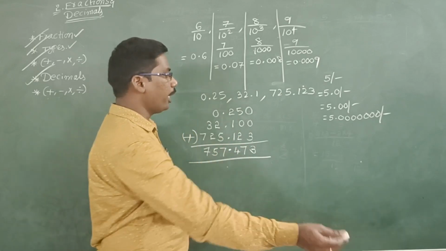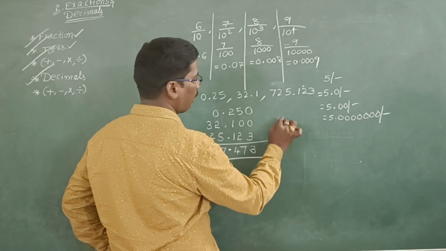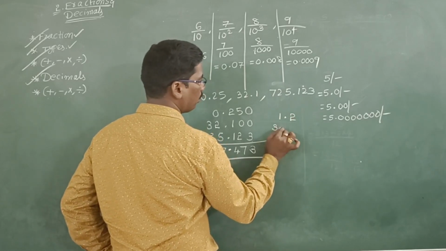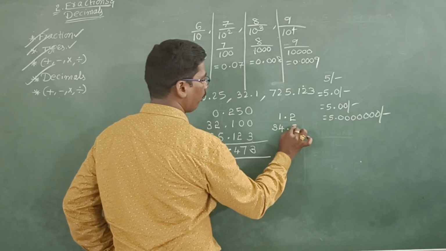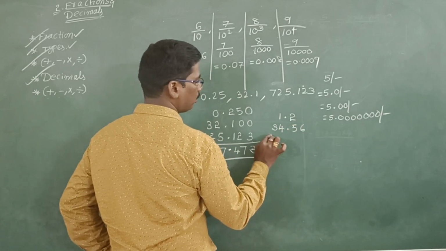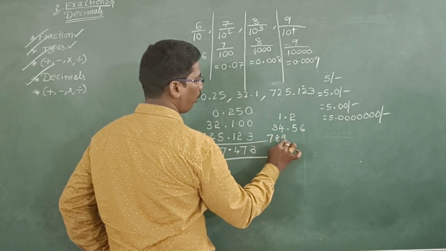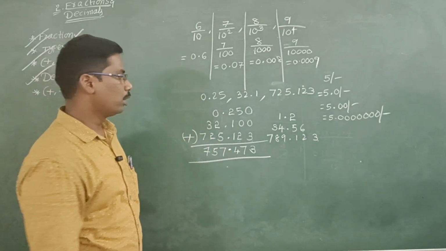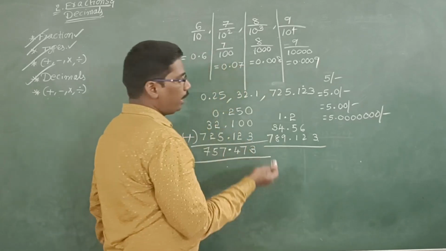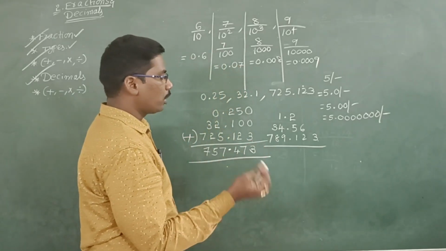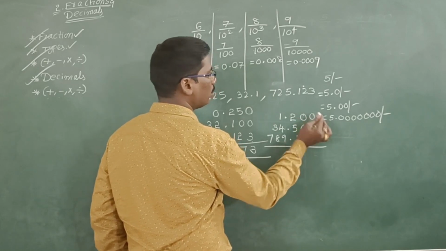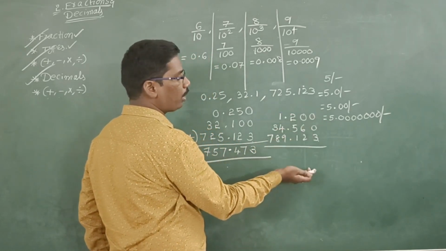So I'll take one more example so you can understand very easily. See here, 1.2, 34.56, 789.123. This number I want to add. Now see, it is not aligned properly. So I want to keep here one 0, here two zeros. Now see, every number has equal length.